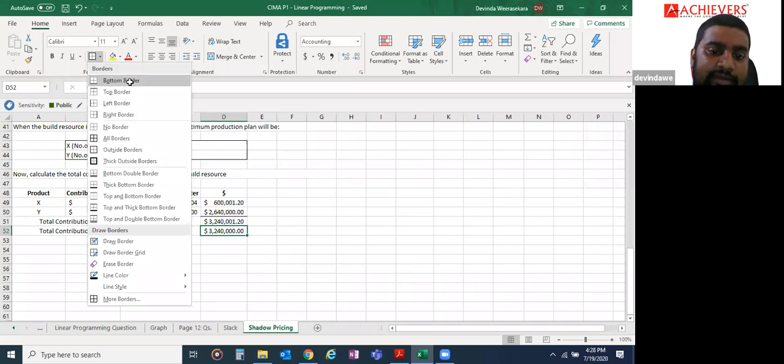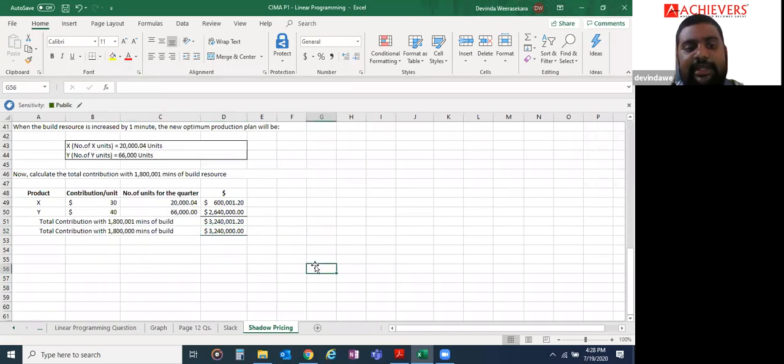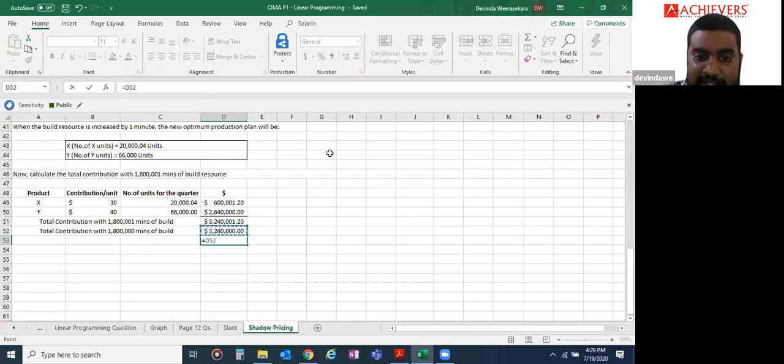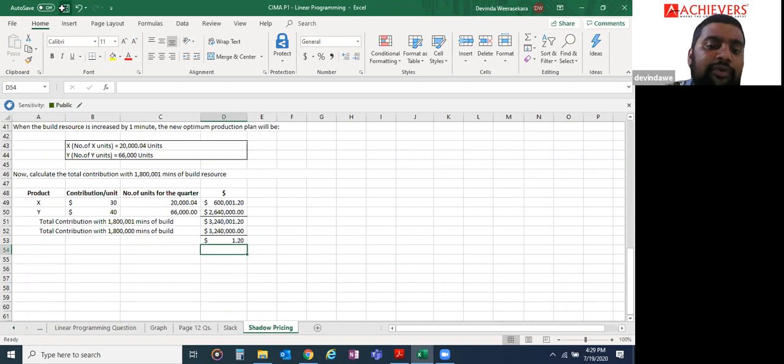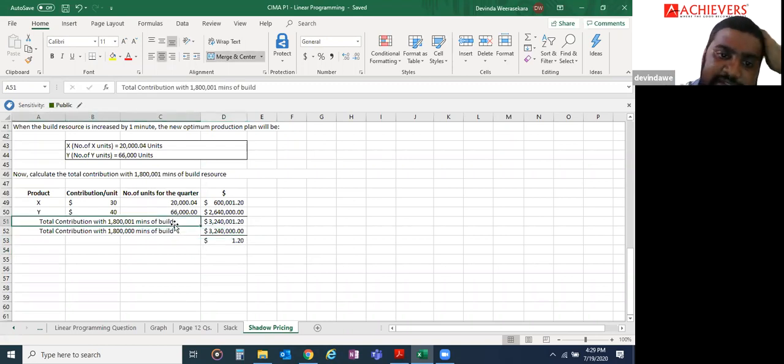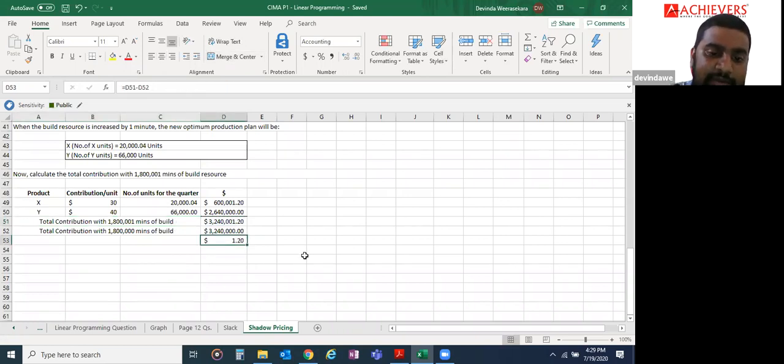When I increased it by 1 minute, my contribution increased to 3,240,000 and $1.2. So therefore, how much of contribution did this additional 1 minute give me? A contribution of $1.2, right? $1.2 for every minute, right? So basically, guys, when I increase the resource by 1 minute, my contribution increased by $1.2.